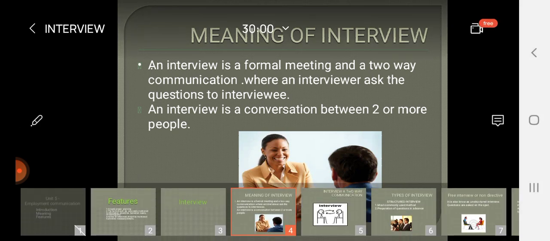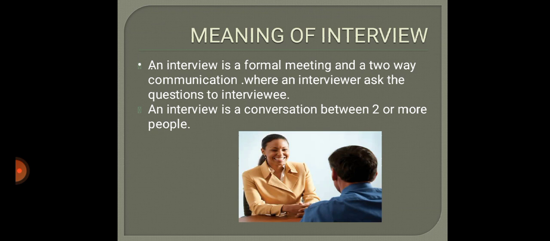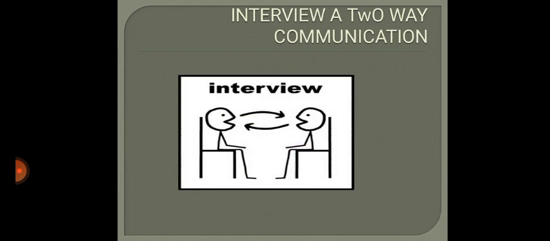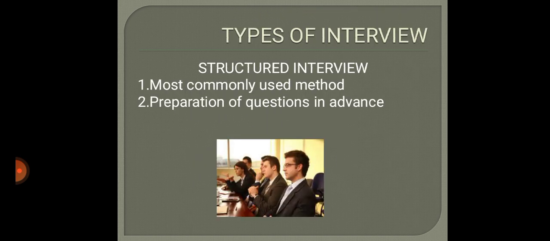So the next one is two-way communication. What does it mean here? As I said, there will be two persons or more than two persons. So one person asks a question to another. Who will ask? The interviewer asks the question to the interviewee. And the next one is, here we are going to discuss today the types of interview. How many types are there? We will see all those types.